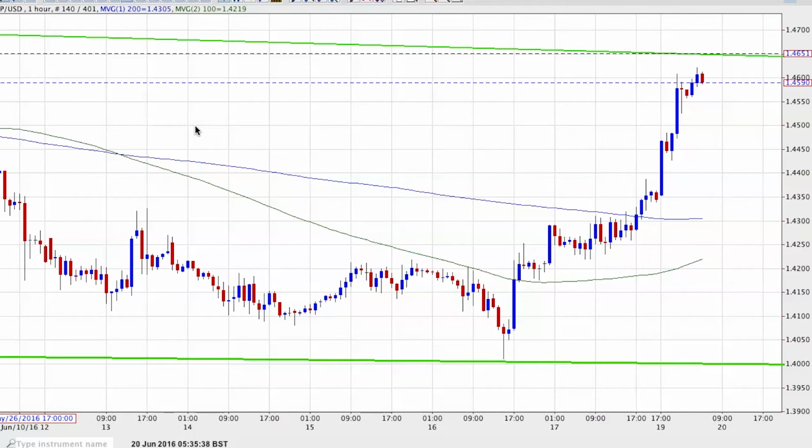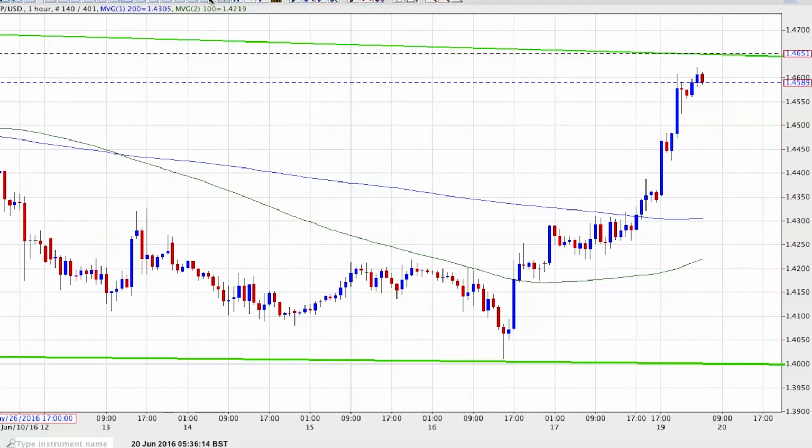So first of all, I'd like to talk about what happened over the weekend. Again, the opinion polls have come out, and at this time they're showing that the Remain camp is ahead, and we've actually had a really large move up, some 300 pips, and we're now sitting just under the 146 level. And I think the market closed on Friday around the 143.50.